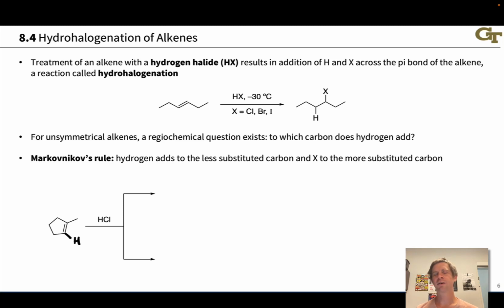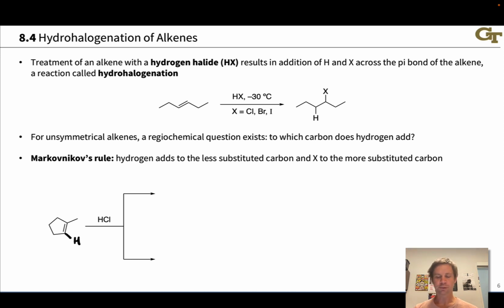In this video, we're going to take a look at the hydrohalogenation of alkenes, which comes about when an alkene is treated with a hydrogen halide or hydrohalic acid. And it results in the addition of a hydrogen and halogen across the pi bond of the alkene to the two atoms of the alkene. So it's a hydrohalogenation since we're adding hydrogen and halogen.